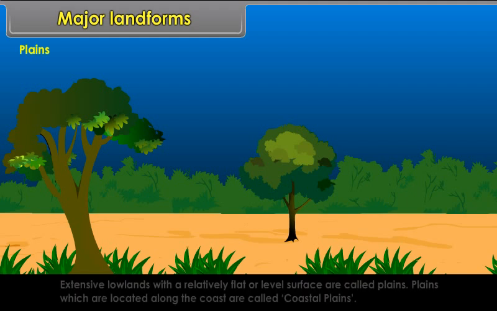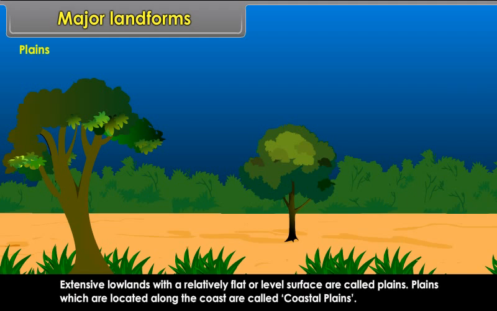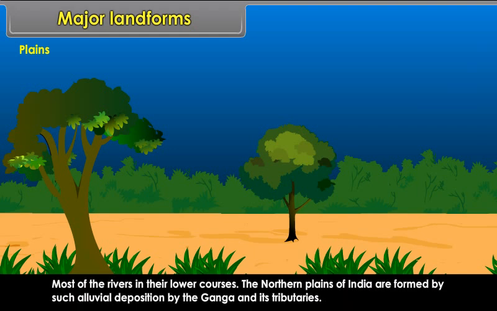Plains are extensive lowlands with a relatively flat or level surface. Plains which are located along the coast are called coastal plains. Most of the rivers deposit alluvium in their lower courses. The northern plains of India are formed by such alluvial deposition by the Ganga and its tributaries.